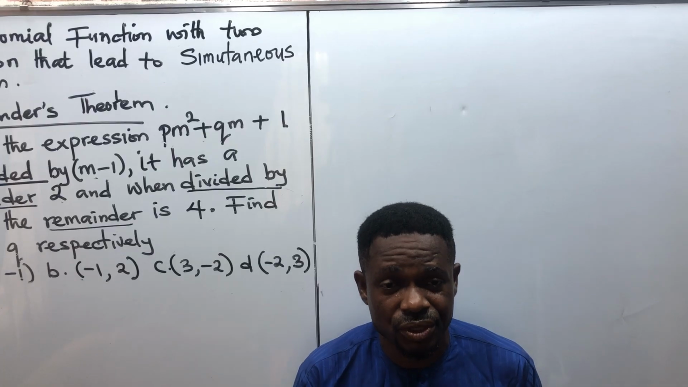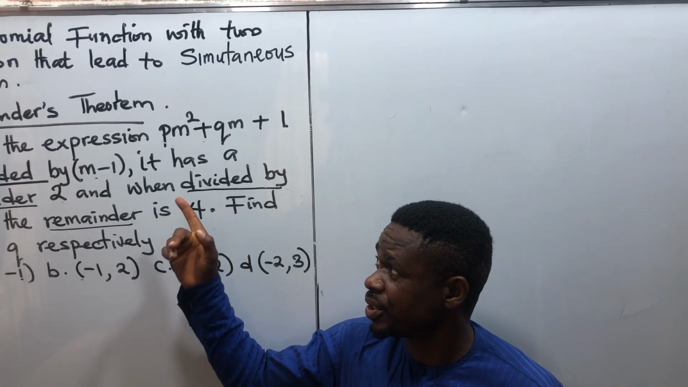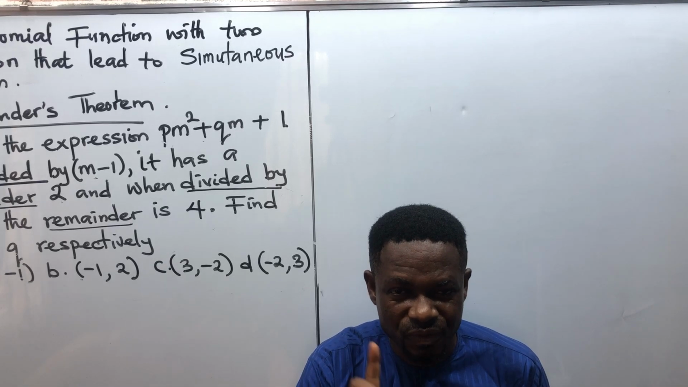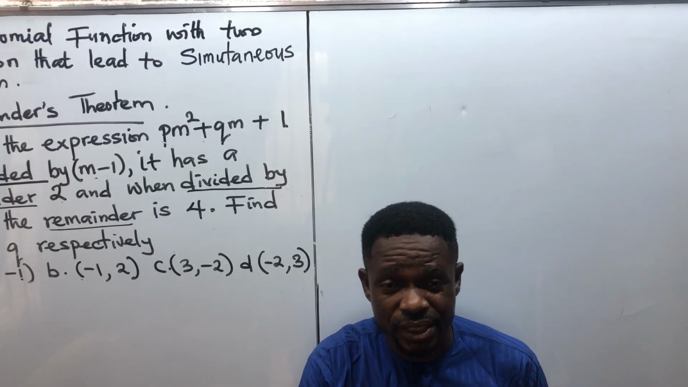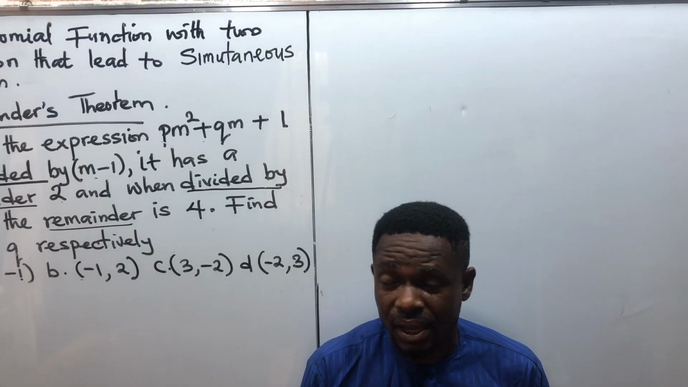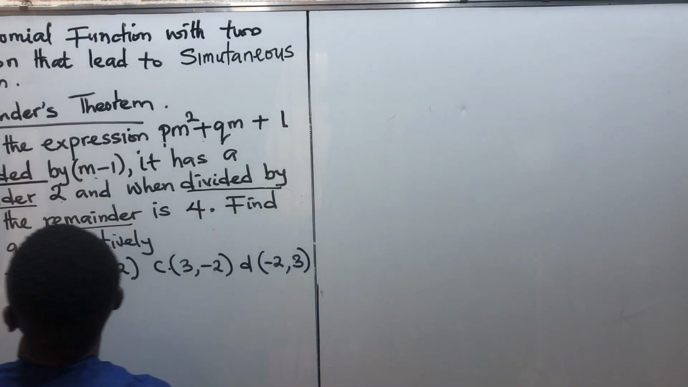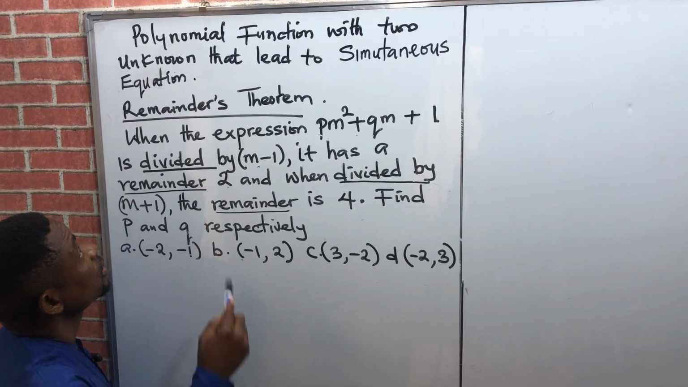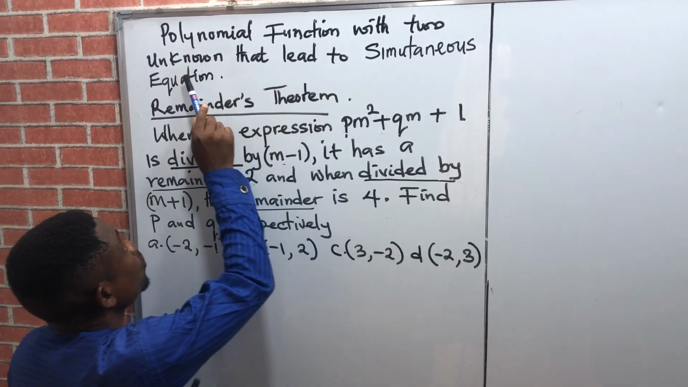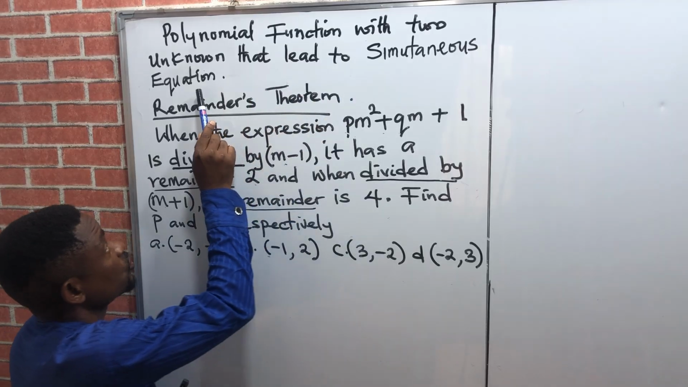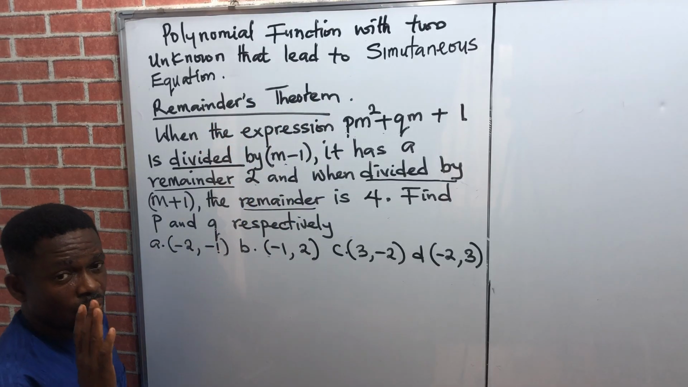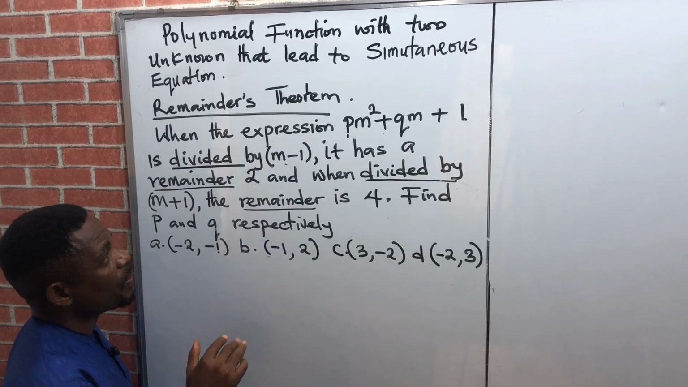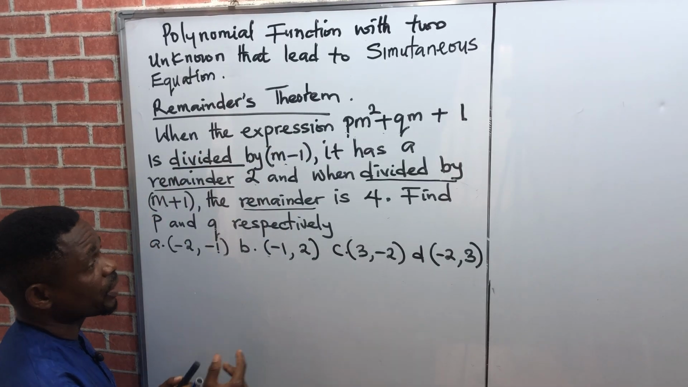Now, let us continue. I want you to observe this question. We are going to classify this polynomial function into two. My first video is going to be when it is remainder. And look up, everyone. The topic we are dealing with under polynomial function is polynomial function with two unknowns that lead to simultaneous equations. And the two unknowns we are going to talk about is the one that has the remainder theorem. Okay, permit me now to bring out the question so that we can solve it.